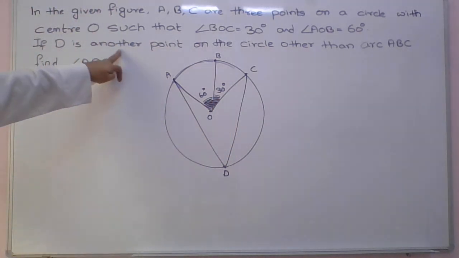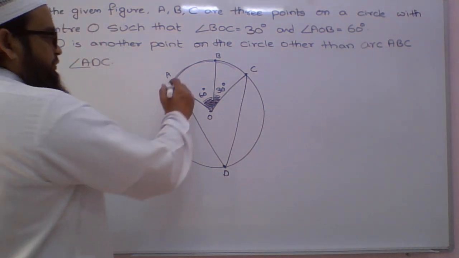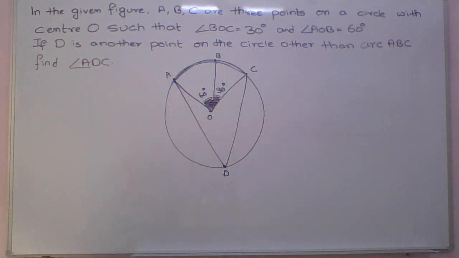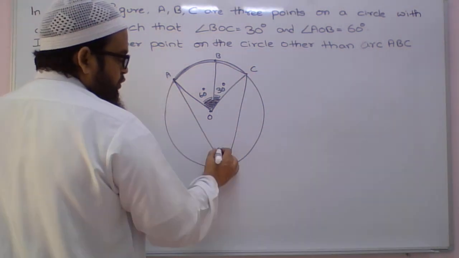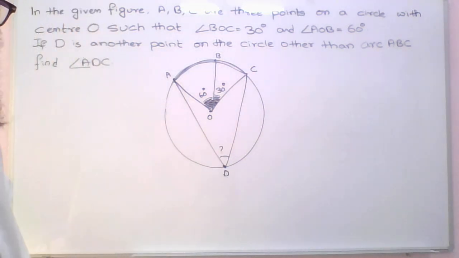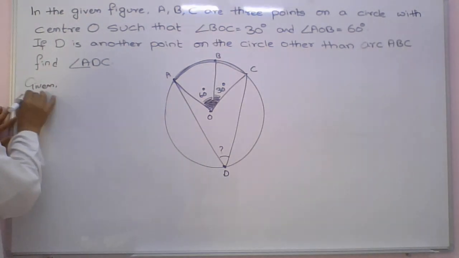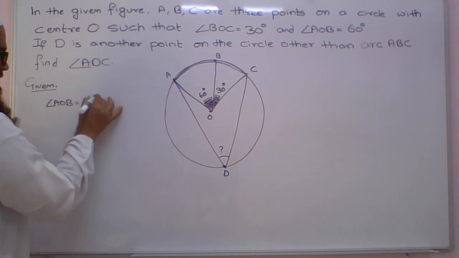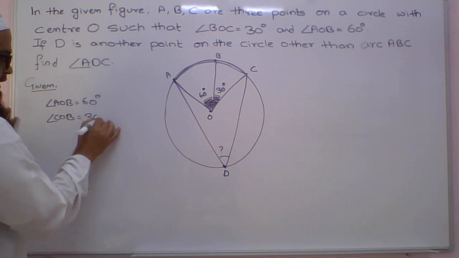If D is another point on the circle, other than arc ABC, find angle ADC. Now, from where to start? What is given, my dear students? Given: angle AOB is equal to 60 degrees and angle COB is equal to 30 degrees.